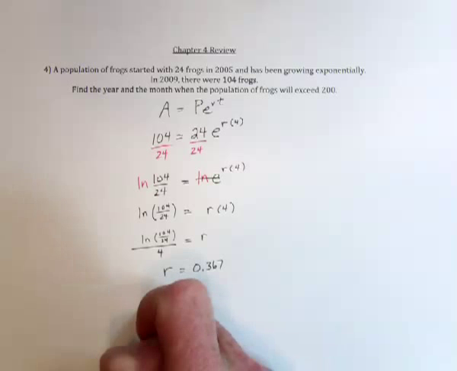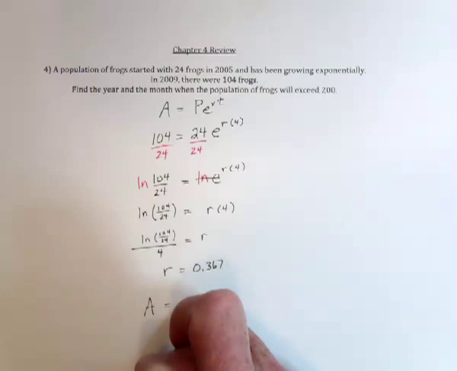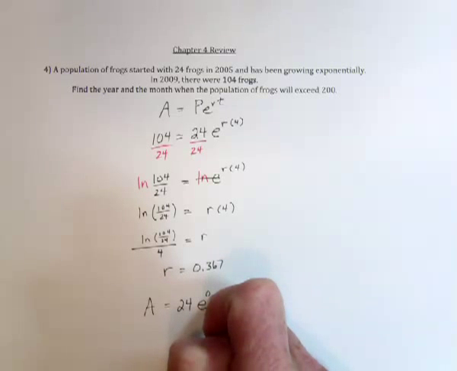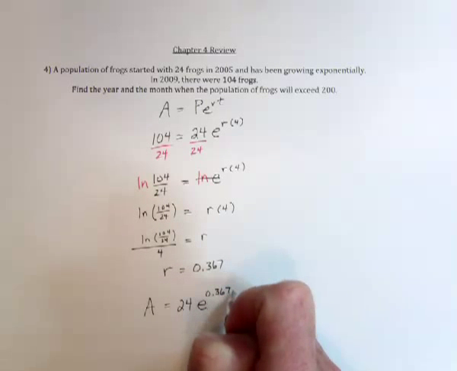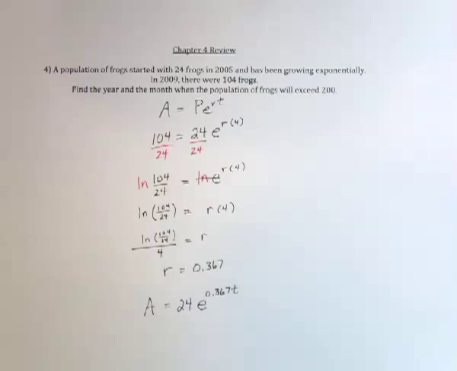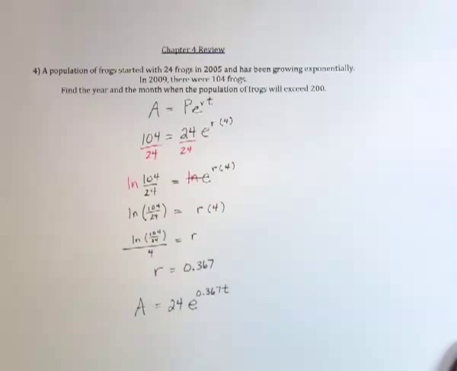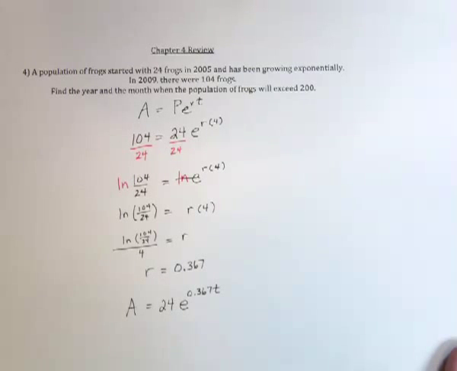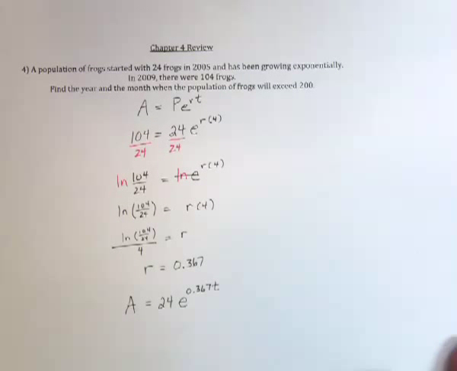That means that in general the function is the beginning amount of frogs will always stay there, and then e to the rt. Now if we were only asked for the function, we would be done. But in this one I'm asking for a little more work, and that is now use that function and find out when are there going to be more than 200 frogs.